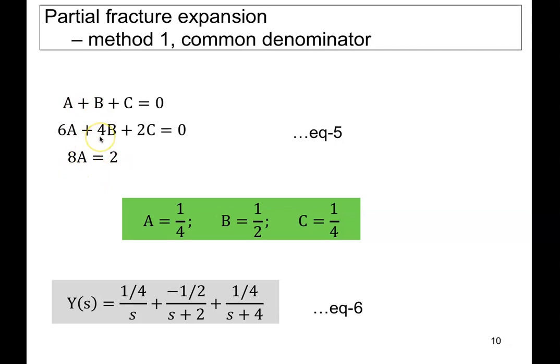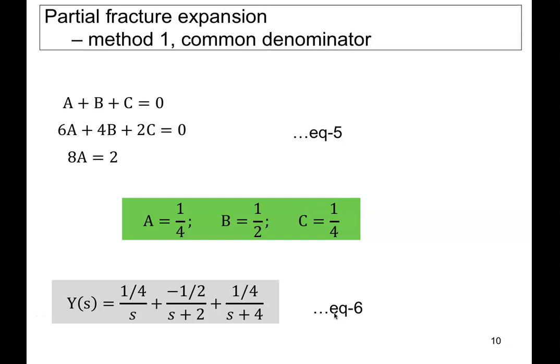Solving that simultaneous equation, I get 3 values: a equals 1 over 4, b equals 1 over 2. Well, it should be a minus here, so b should be minus 1 over 2, and c equals 1 over 4. That will give me 1 over 4 over s, minus 1 over 2 over s plus 2, and 1 over 4 over s plus 4. That's the same equation as I did with my example.